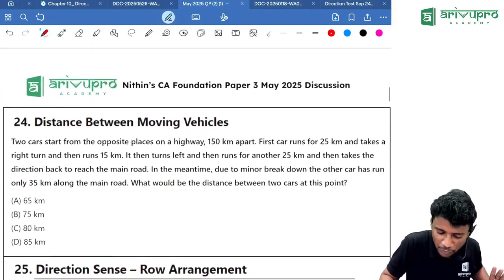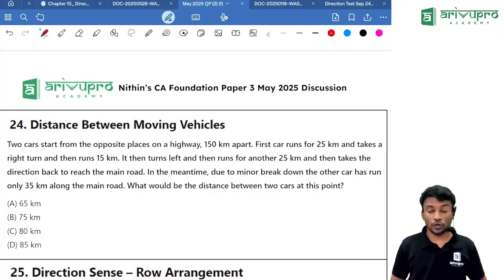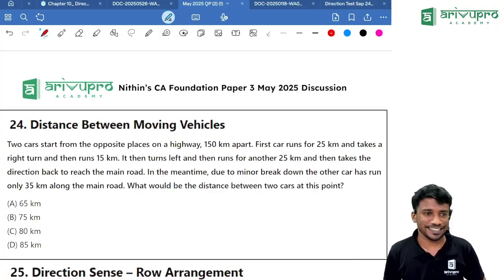Yes, it's a very interesting question. It is in your ICAI book. A similar question is there in your ICAI textbook.